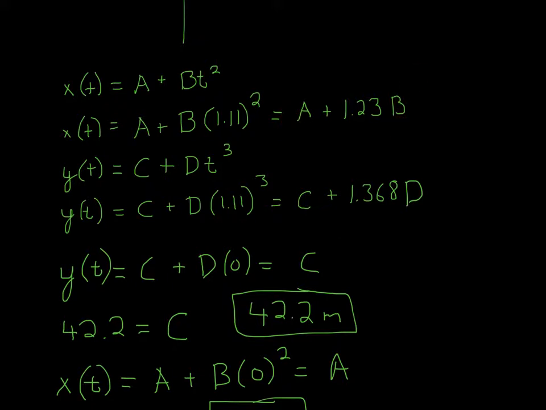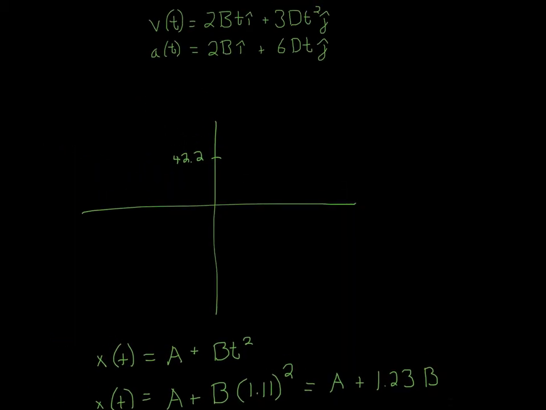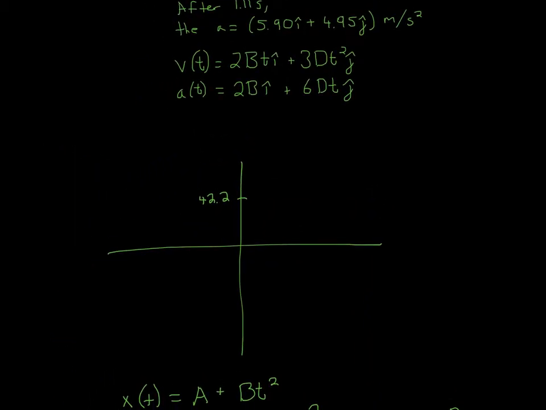We still need to find the constants, and I don't see how. I can't set these equal to each other because that wouldn't mean anything. So we have to do something different. We already plugged in 1.1. The only other time we know is 0, because we don't know the flight path of this rocket. But we know at 0 it was fired from this building. It means that at time equals 0, the y position was 42.2.